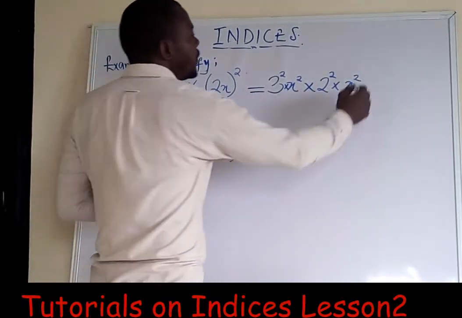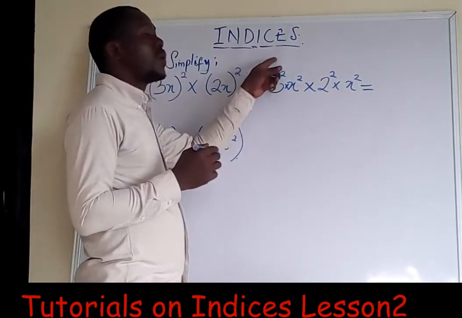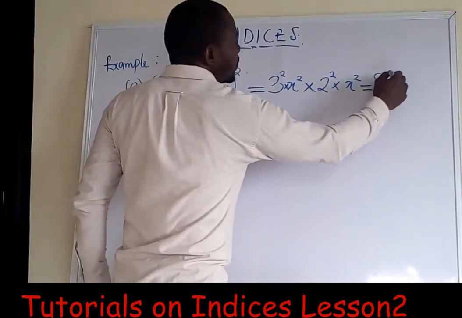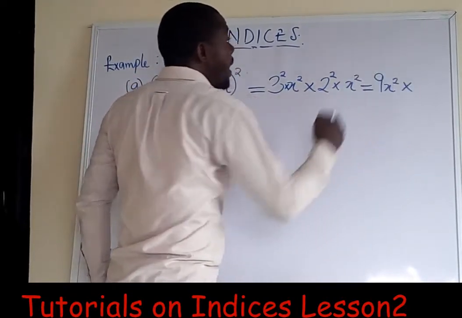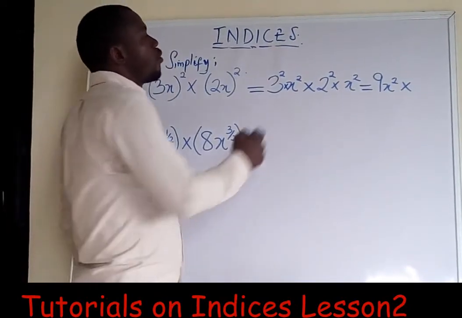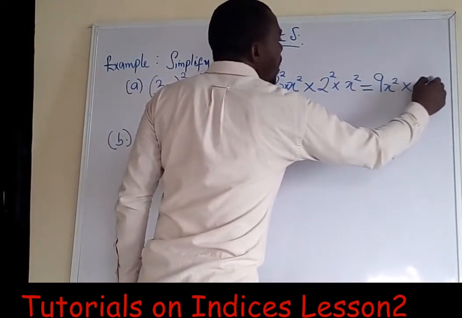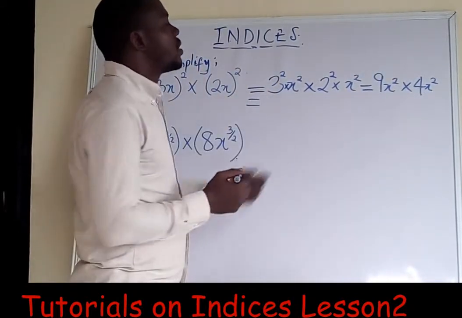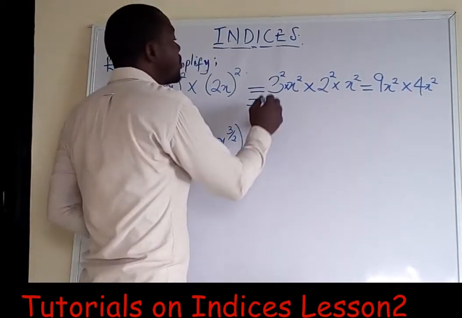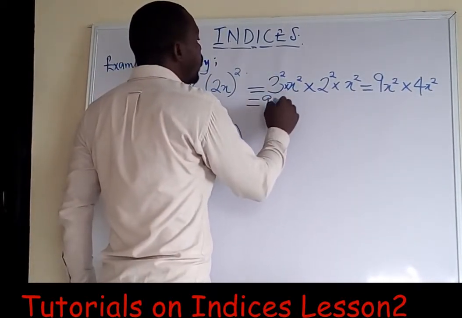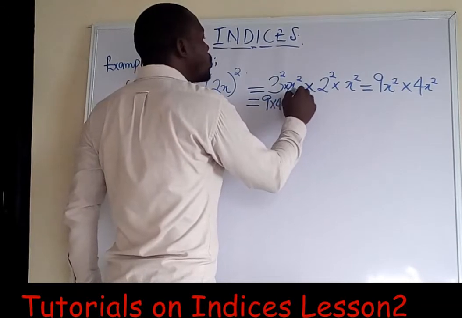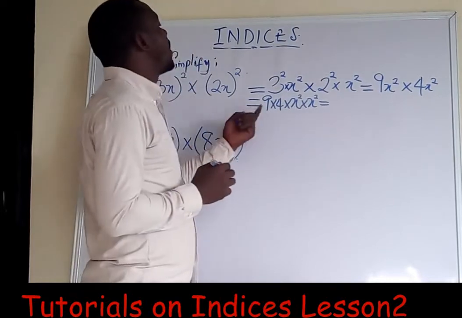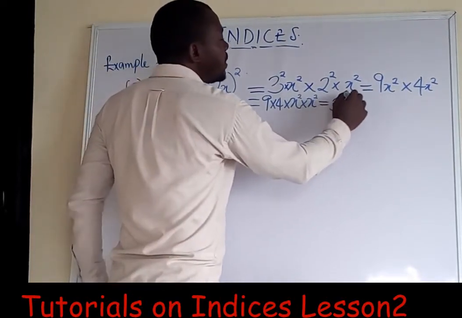And what do we have here? 3 raised to the power 2 is 9, multiplied by x squared, multiplied by 4x squared. Now, what are we going to do to this? Since we have numbers here, we can bring the numbers together and say 9 multiplied by 4 multiplied by x raised to the power 2 multiplied by x raised to the power 2. Now, what are we going to do here? 9 multiplied by 4 is 36.